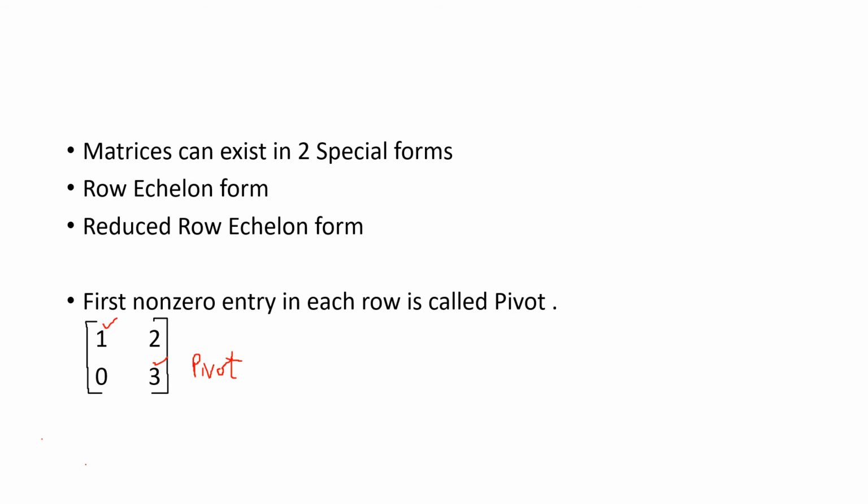The first non-zero entry in each row is called a pivot. So in the given matrix, we have 1, 2 as the entries in the first row. 1 is considered the pivot. In the second row, 3 is considered the pivot because that is the first non-zero entry in the second row.